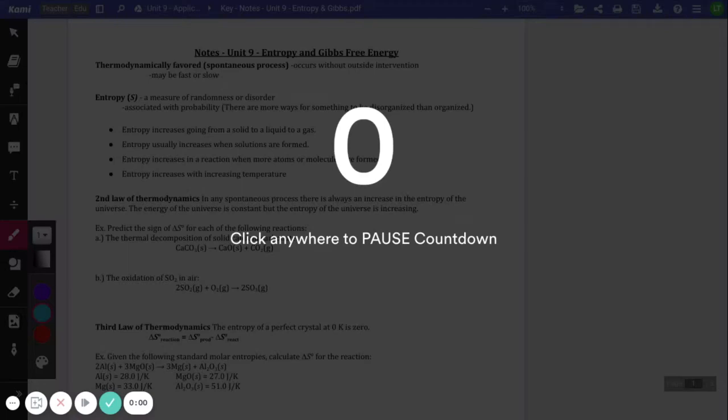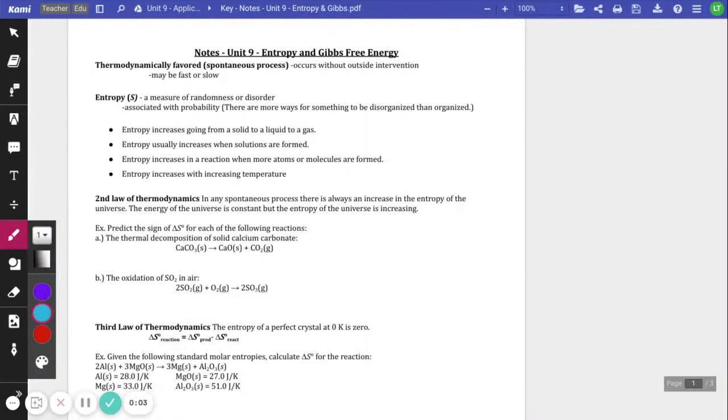Hello, everyone. So today we are starting Unit 9, and I personally feel like Unit 9 kind of has two sections that are semi-related, semi-not related. So today we're basically going to be talking about the first section of Unit 9, which is all about thermochemistry.